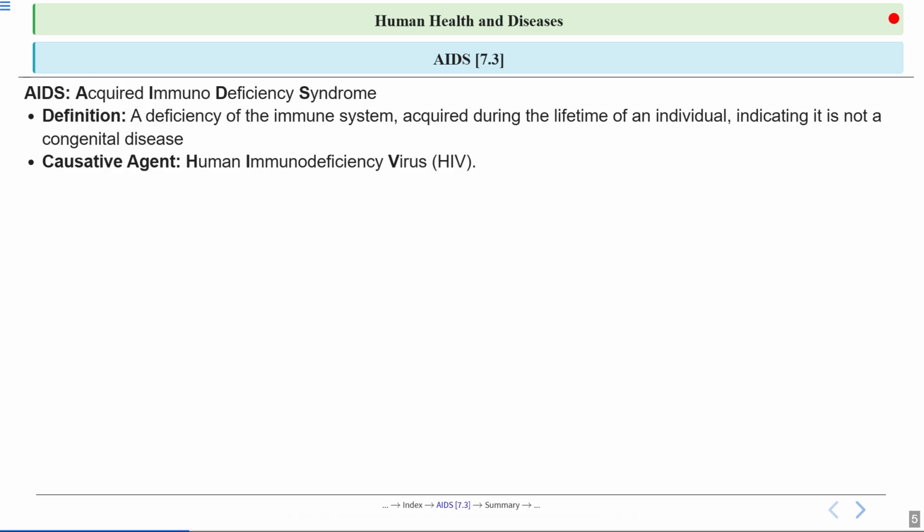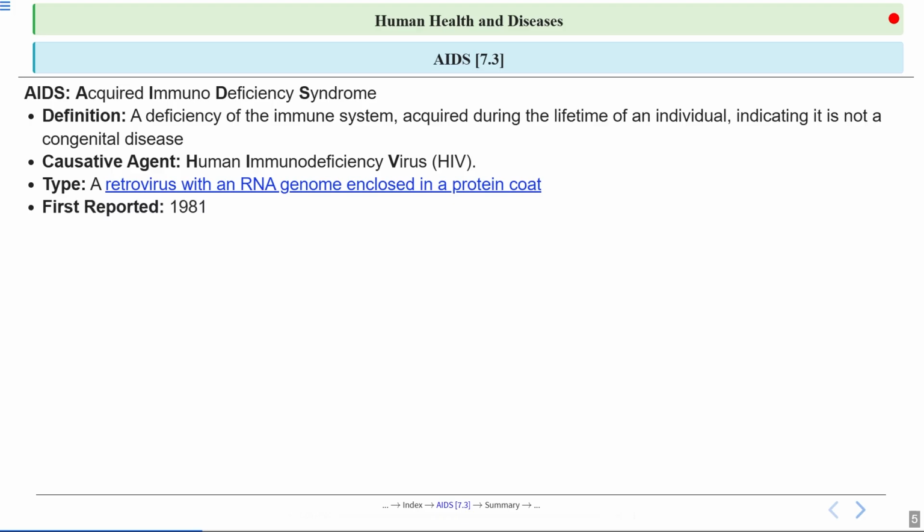Now, what is the causative agent of AIDS? So it is HIV, which is human immunodeficiency virus. So this virus attacks and weakens the immune system, making the body vulnerable to other diseases. Now let's look at the type of virus HIV is. So HIV is a retrovirus, meaning its genetic material is RNA, not DNA. And this RNA is wrapped in a protein coat.